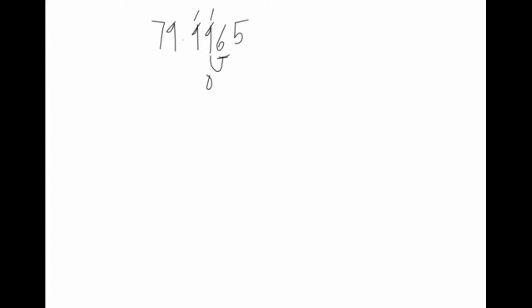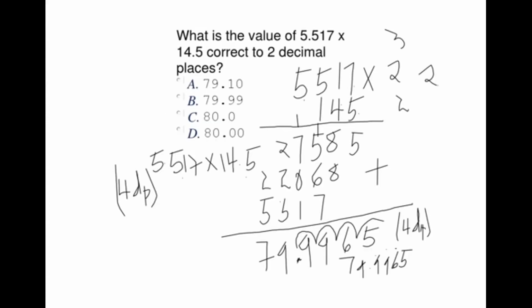Then we carry 1 to 9 again, it becomes 0. Then we carry 1 to the place value once. 9 plus 1 again is 0, we carry 1. 7 plus 1 is 8. So we have 8.00. So that is our value.